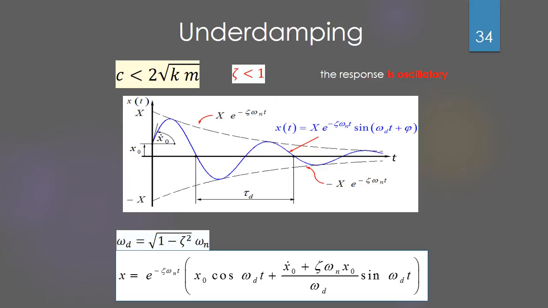The system becomes underdamped when the damping ratio zeta is less than 1, and that occurs when the damping coefficient C is less than the critical damping coefficient. As we can see, the response of the system goes to the steady state as time goes on, and we can predict the response of the system using the following equation using the initial conditions.